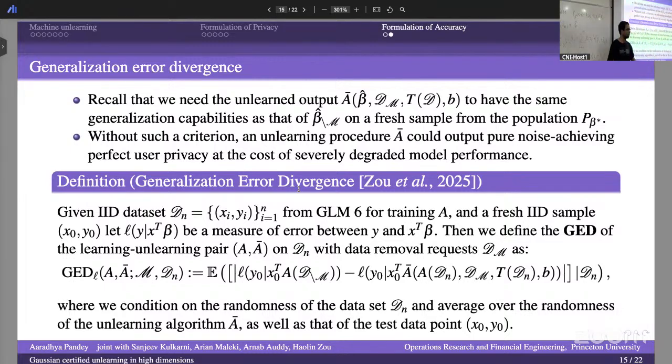So this is supposedly, at least from our perspective, how we are going to preserve the company's generalization capabilities. Okay.